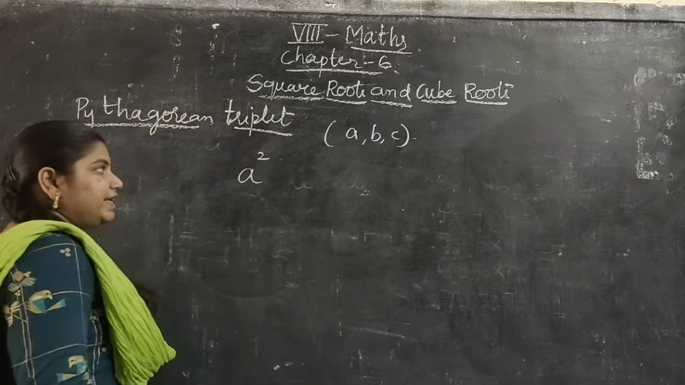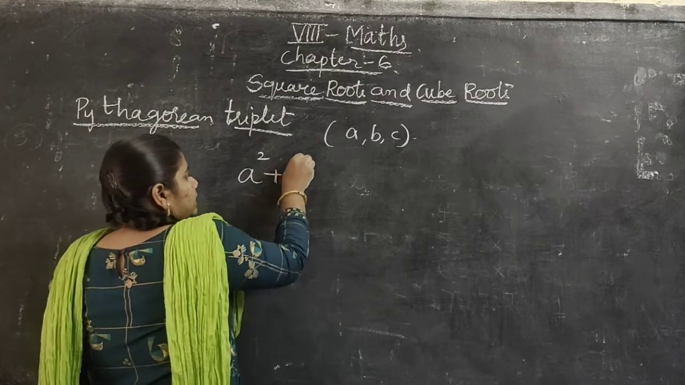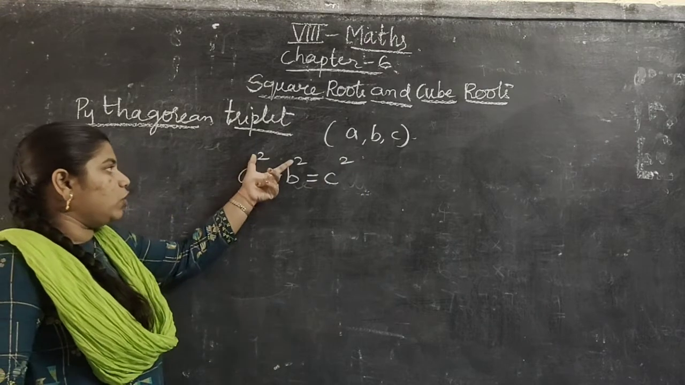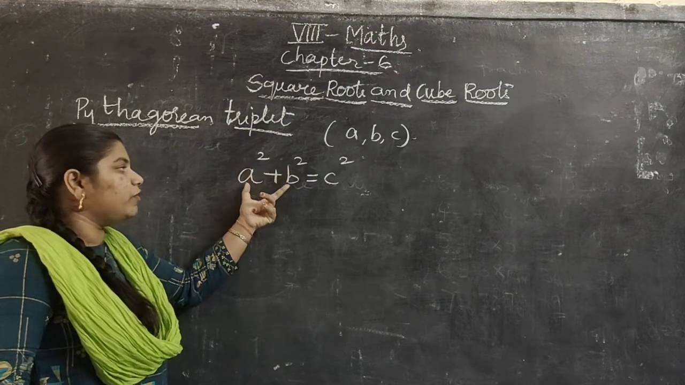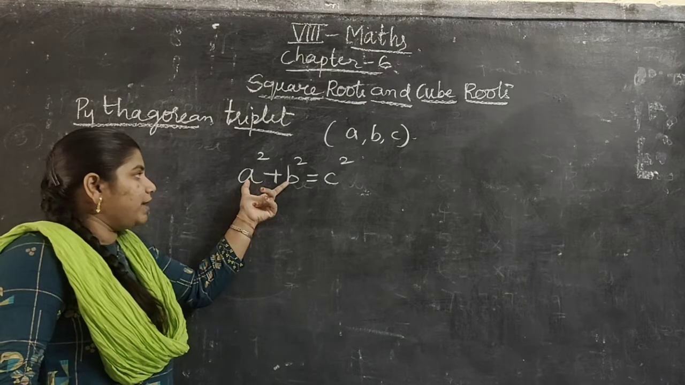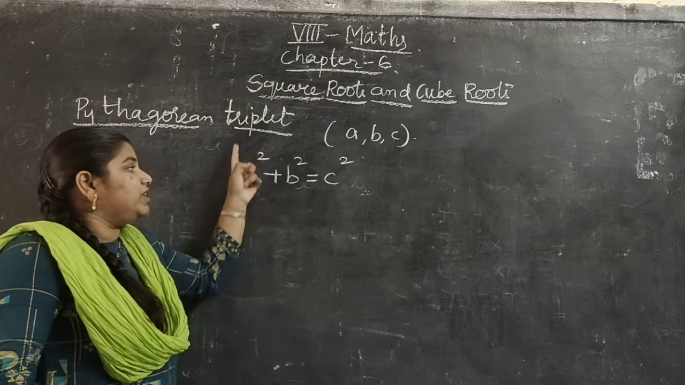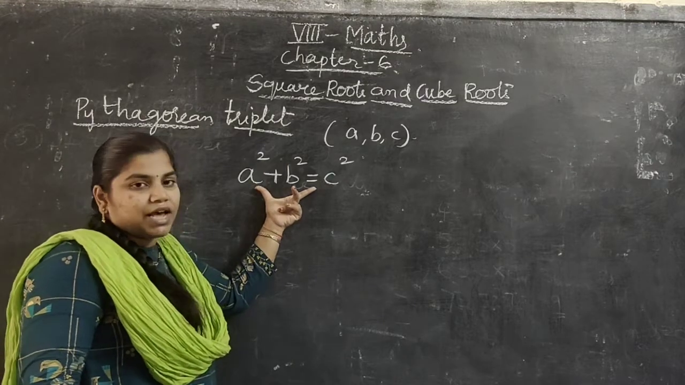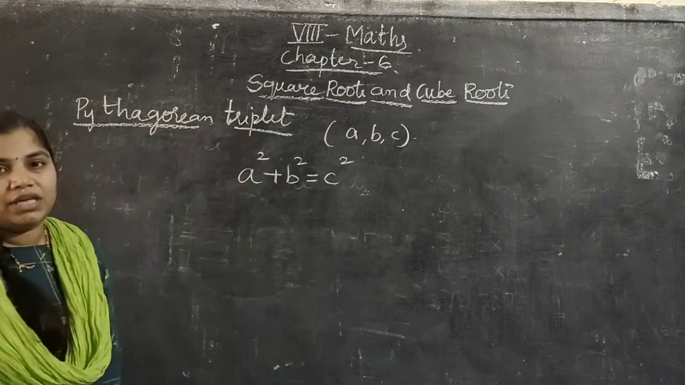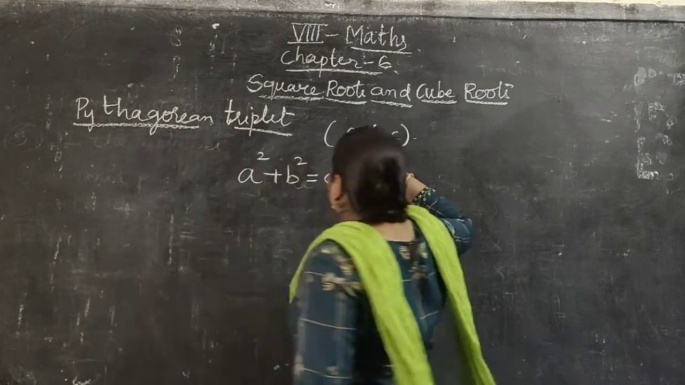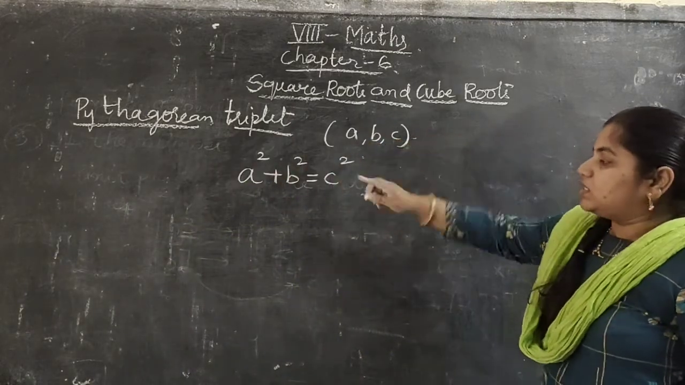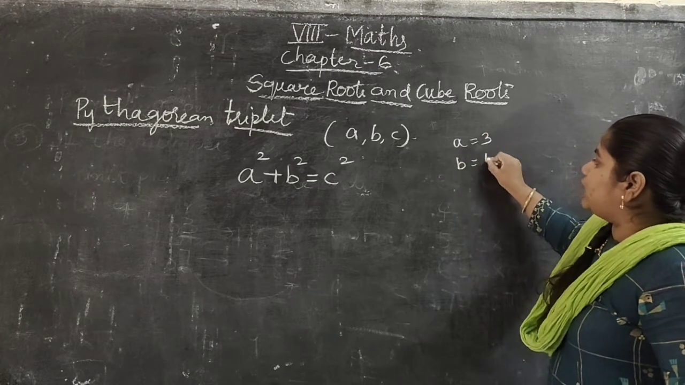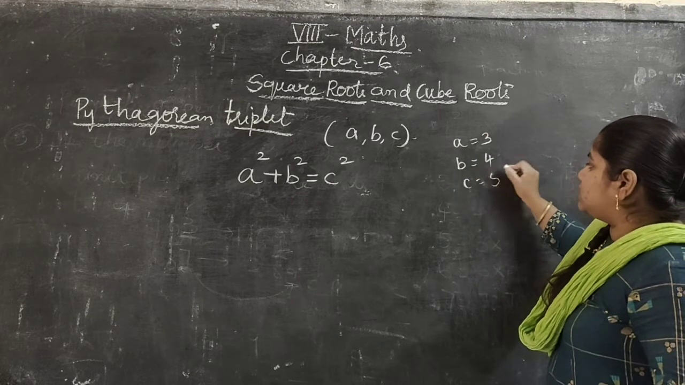A square plus b square should be equal to c square. If you add the squares of these two terms, a square plus b square, the result should be equal to c square. Whenever this condition is satisfied, it is a Pythagorean triplet. Here a, b, c are integers. Suppose I am taking a as 3, b as 4 and c as 5.